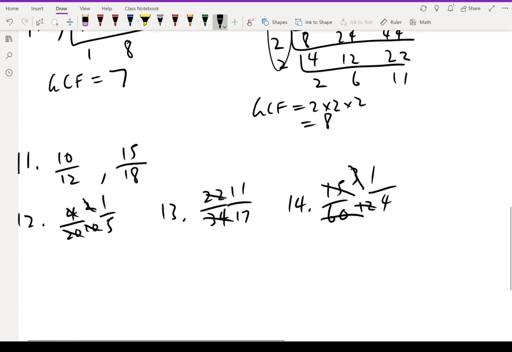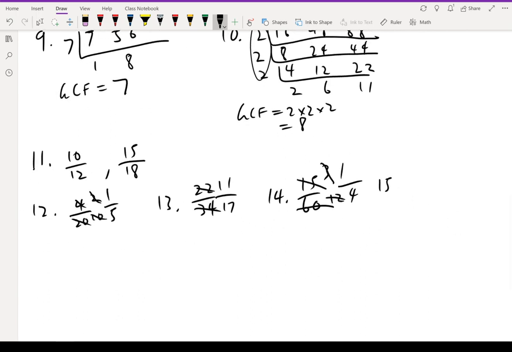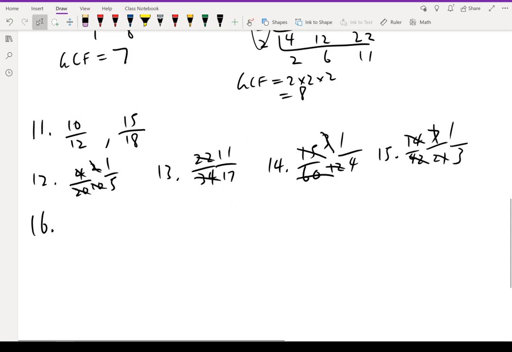And then question 15, we have 14 over 42. I can divide top and bottom by 2. That becomes 7 over 21. And then I can divide top and bottom by 7 again. That becomes 1 over 3. So we have 1 over 3 as the simplest form. That's question 15. And then moving on to question 16. Find the LCM of the numbers 6 and 15.